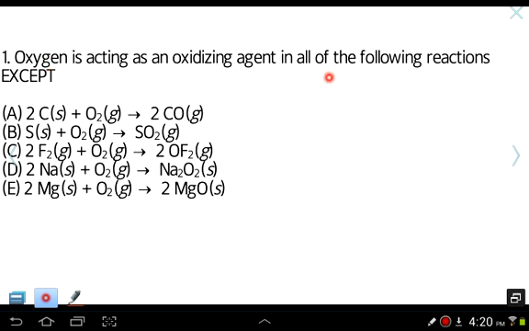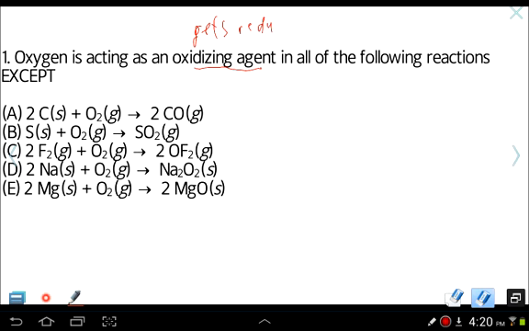agent in all of the following reactions except. Now, recall that an oxidizing agent is a substance that gets reduced. The reason we call it an oxidizing agent is because it will oxidize the other substance, and it will do so by pulling the electrons off of it, therefore itself getting reduced. So what we want to look for is a reaction in which oxygen actually gets oxidized. So we need to see oxygen get oxidized.